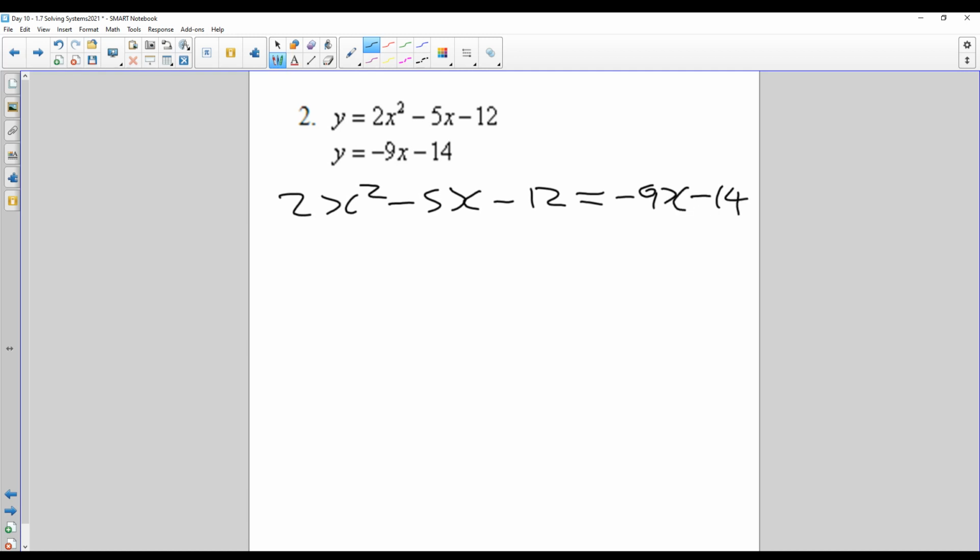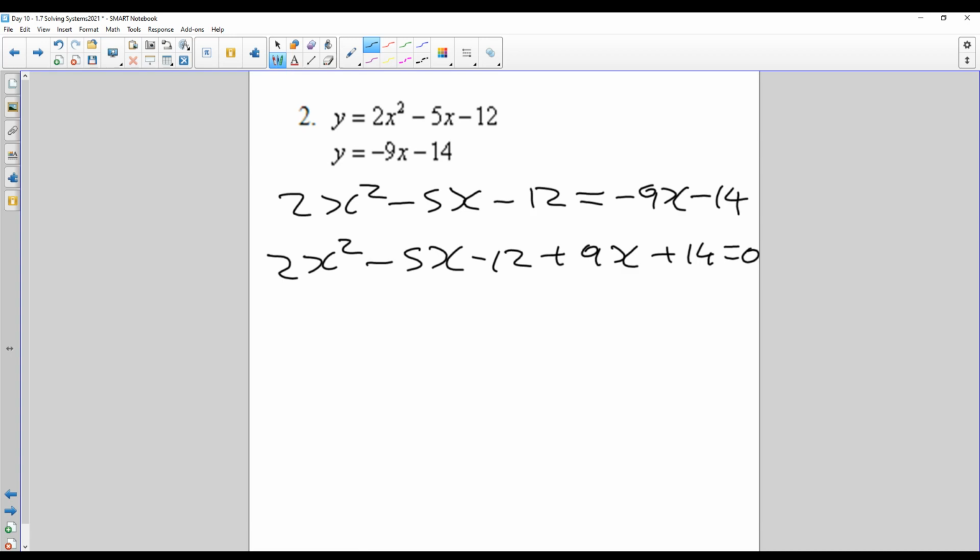Same thing, right? If the two y's are equal to something, then the two things have to be equal to themselves. All right? And if you remember what we did the last time, we need to put everything over, as somebody suggested the last time, onto one side and set it equal to 0. So that would be 2x squared minus 5x minus 12 plus 9x plus 14 equals 0. Okay, just shifting all of this stuff here over to the right. Obviously, you have to change signs.